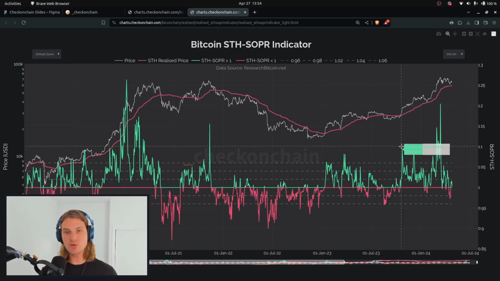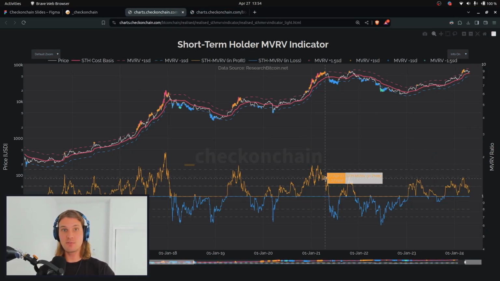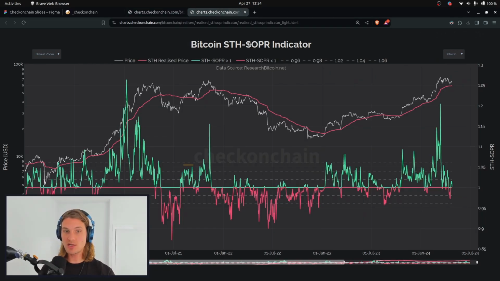So if every single short-term holder coin was spent in the next block or in the next day, just for easy math, short-term SOPR would look exactly the same as MVRV for that moment in time, because this is the unrealized profit and loss. Everyone spends those coins.